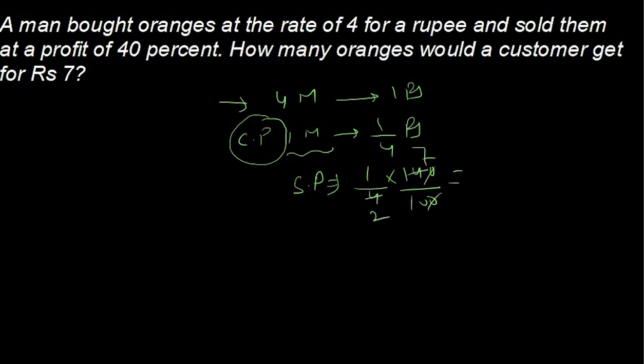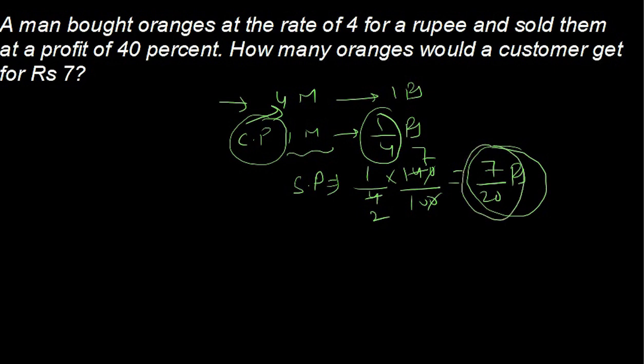So that is what? 7 by 20 rupees. So that is your selling price. Okay. Now 1 by 4 rupees का मतलब क्या था? 1 by 4 का मतलब था 4 mangoes of 1 rupees. तो 7 by 20 का मतलब क्या लिख सकता हूँ मैं? 7 by 20 का मतलब मैं लिख सकता हूँ कि 20 mangoes of 7 rupees.